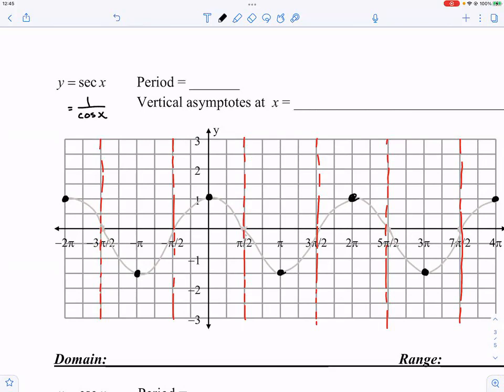This is the reason why the secant graph would go up on both sides of this point right here. Okay, because cosine x gets smaller and gets closer to 0, so the entire fraction gets bigger.